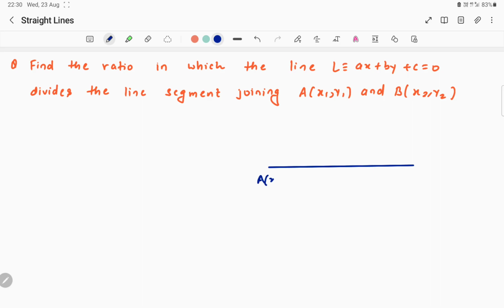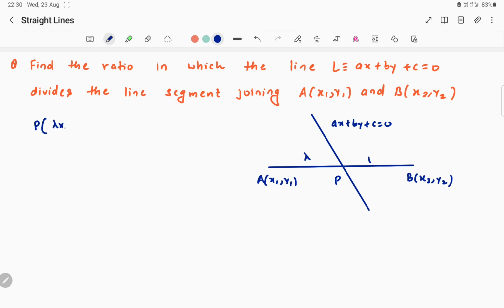A coordinate is x1 comma y1 and B coordinate is x2 comma y2, and then there is a line which is ax plus by plus c is equal to 0. So we have to find in what ratio this line is dividing. We can assume that the ratio is, let's say, lambda is to 1, and we can try to find the coordinates of P.